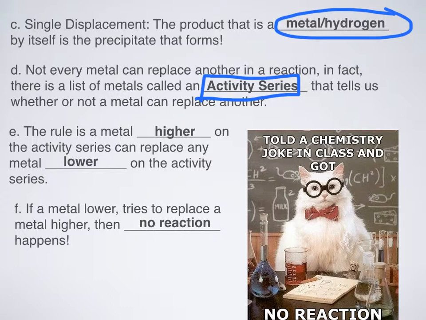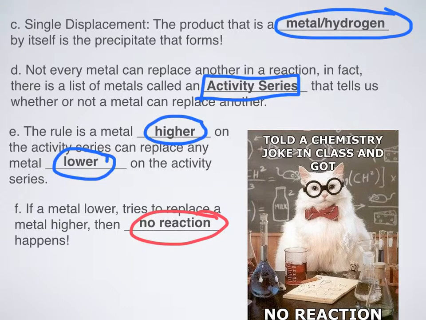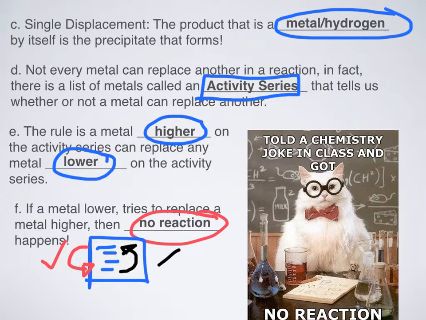Now, how do we use the activity series? The rule is a metal that is higher on the list can replace any metal that is lower on the list. If a metal lower, though, tries to replace a metal that's higher, then we get no reaction. So in other words, pretend that I have a list of different metals right here. So I'm allowed to do the following. If a metal higher wants to replace a metal lower, that is allowed, that is okay. But if the opposite tries to happen, if a metal lower on the list tries to replace a metal higher on the list, that is forbidden. That means no reaction will occur.